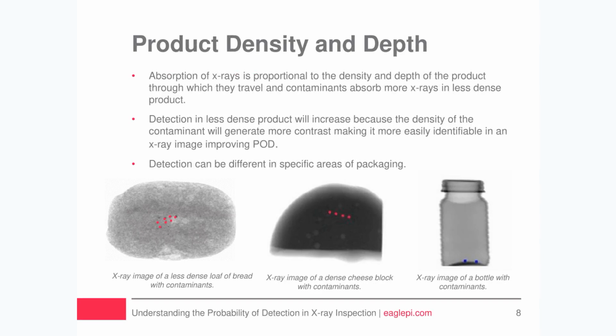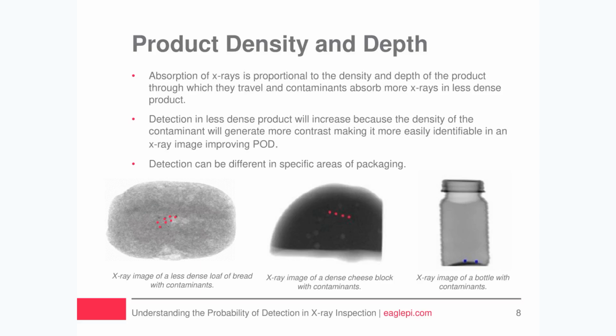Absorption of X-rays is proportional to the density and depth of the product through which they travel. Therefore, when a contaminant is present in a product with low density, it absorbs more X-rays than the surrounding product. It then appears as a localized increase in absorption or a darker area within an X-ray image, showing more contrast and making it more identifiable.